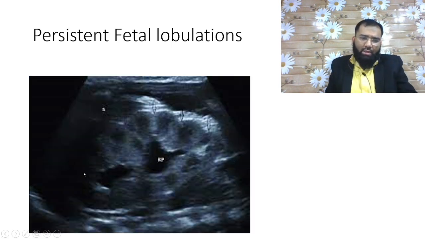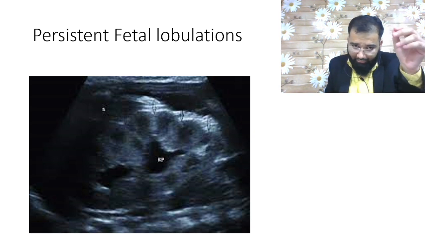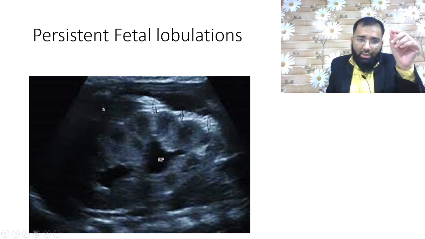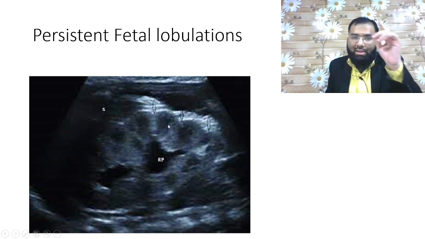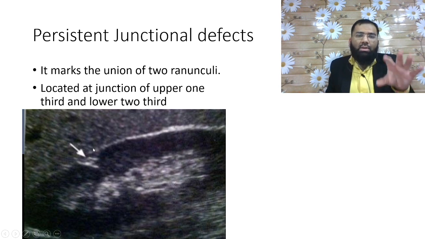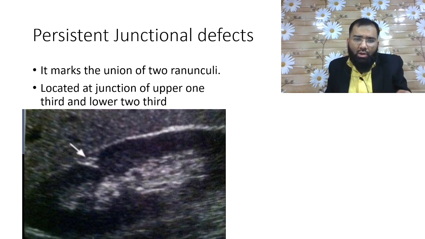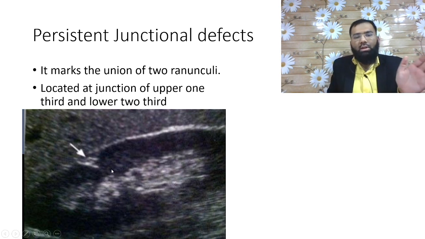Now in this case, look at this kidney. You can see that there are lobulations. And interesting thing, how will you differentiate whether these are fetal lobulations or this is chronic kidney scarring? So you have to see if these lobulations are corresponding with the column of Bertin. If lobulations correspond with the column of Bertin, that means that it is persistent fetal lobulation and not renal scarring. Important. Now, sometimes you might get such junctional defect. This is a normal anatomical variant. It marks the union of two renunculi, and usually if you see the location, it is at the junction of upper 1/3 and lower 2/3.